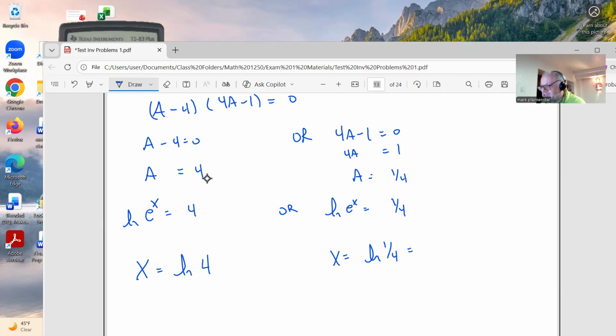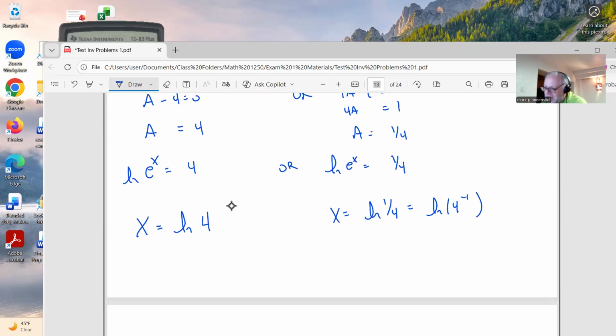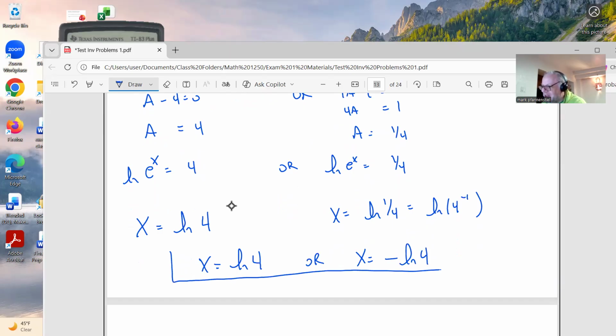Here's what you could do with this, just to be clever about it. 1/4 is equal to 4 raised to the negative 1, so we could say our answer would be, cutely, x equals natural log of 4, or x equals negative natural log of 4. I think that's a cute answer. So that's how you do a problem like that. It's one of my favorite problems to ask people on this kind of exam.